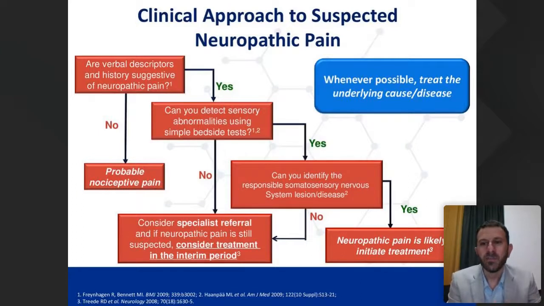Is there a specific nerve that's involved, or is it multiple nerves? If it is, then can you identify the responsible nervous system involvement? Is there a specific lesion that you can attribute to these problems? And if you answer yes to all of these, you probably have neuropathic pain. If you get to this point and you answer no, it could still be neuropathic pain, and this is where it may be beneficial to send them to a neurologist, a pain specialist, or to have further testing performed.